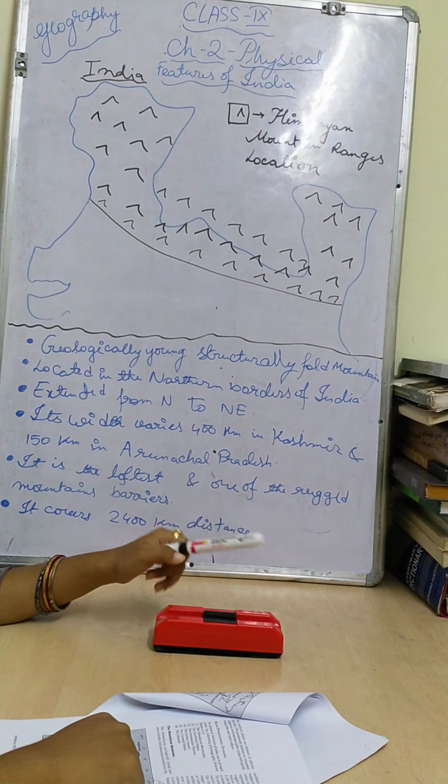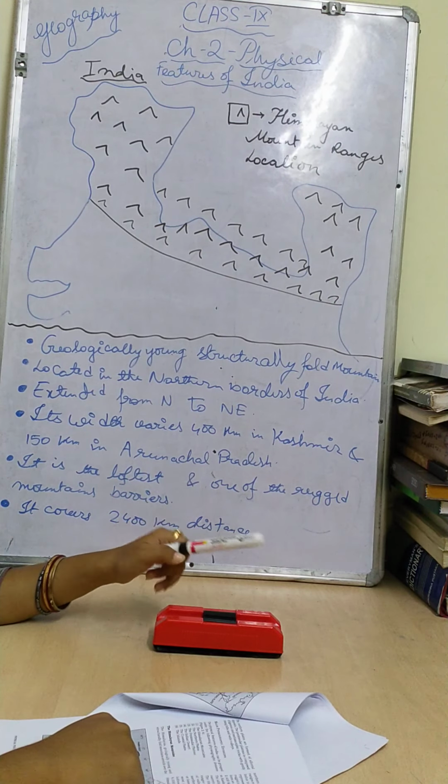Children, it is thick in the northern side. It varies from 400 kilometers, and it is narrower and extends up to 150 kilometers. It is the lower part only. So its width varies from 400 kilometers in Kashmir to 150 kilometers in Arunachal Pradesh.